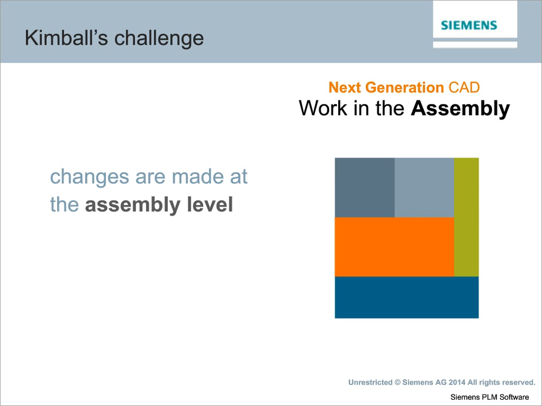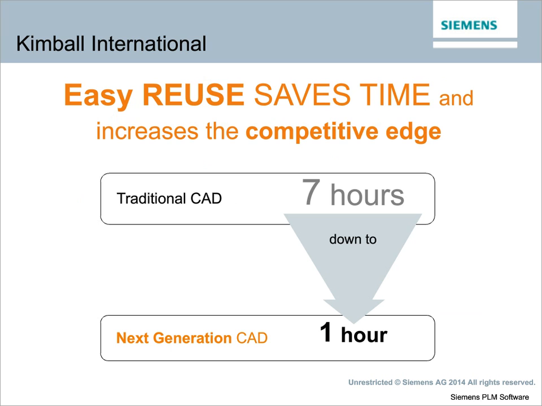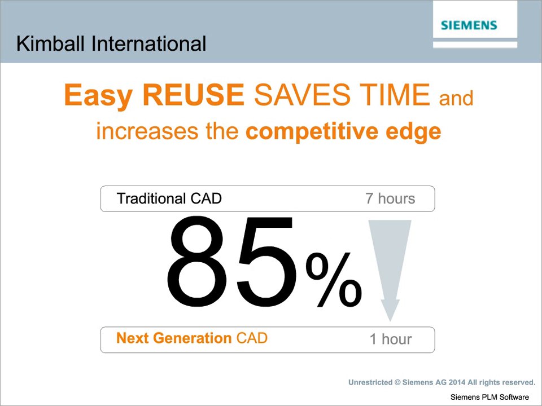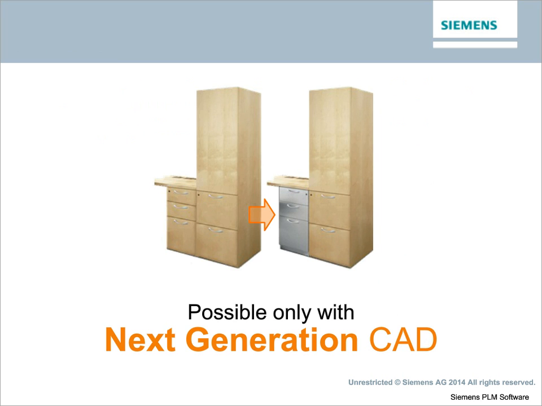So as you can see, switching to Next Generation CAD increased Kimball's competitive edge by being able to work faster. In the case shown, it went from 7 hours down to just 1 hour. The ease of reuse saves valuable time, and 85% is illustrated in Kimball's case. And again, Kimball is able to do this because of the Next Generation CAD.